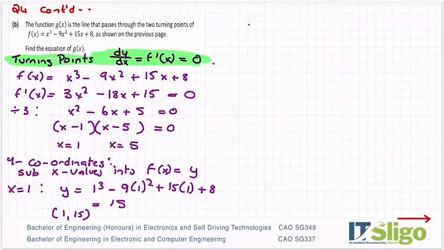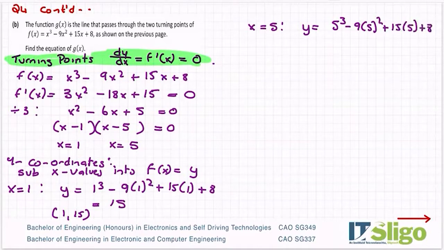And when x is equal to, what was my other x value? 5, your y coordinate was equal to 5 cubed minus 9 times 5 squared plus 15 times 5 plus 8. And put that one into the calculator.